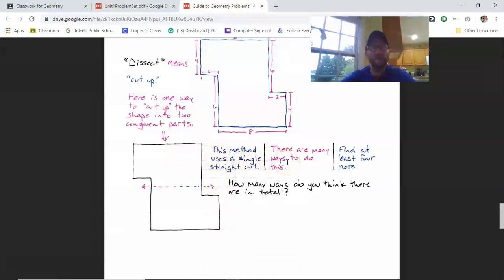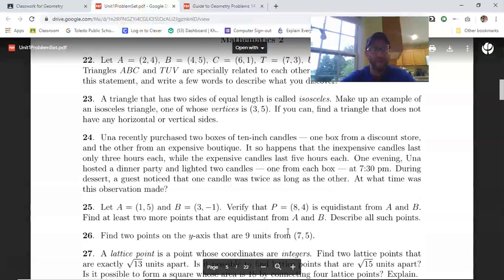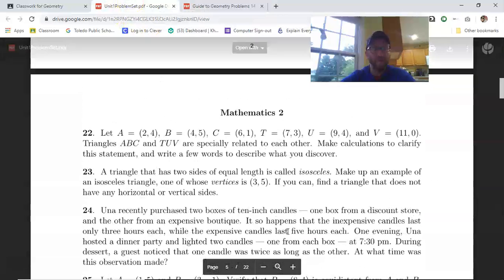There's lots of different ways to do it, many of which also use single cuts or multiple cuts. So I want you to find at least 4 more ways to do it. Okay? I think finding 4 more at least will give you a little bit of a challenge. Next up, we've got 22, so it's 2 left.